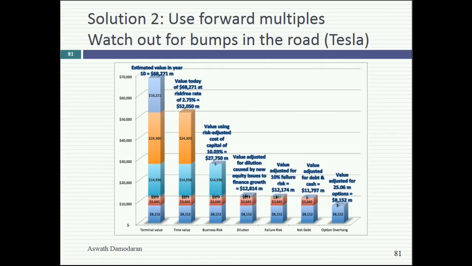And that's why when I see equity research analysts use forward multiples, I'm always checking to see whether they're being careful about the fact that this number is way out there. You still have to tell me what I should be paying today.